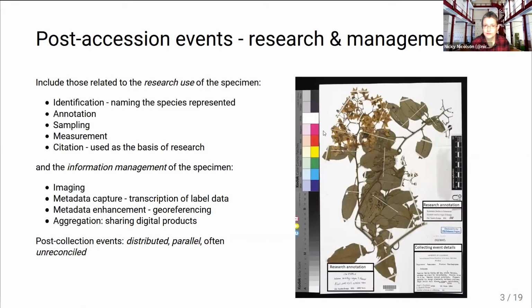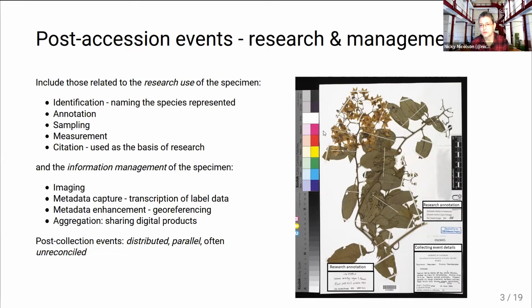And the story doesn't end there. When we bring a specimen into the collection, then we have a whole load of events which happen after that point in time. And we can kind of characterize these into two kinds of events. We've got a whole set of events that are about the research use of the specimen. So scientists will look at the specimen as it's been preserved for long-term storage, and they'll identify the species which is represented on there. They'll annotate it.